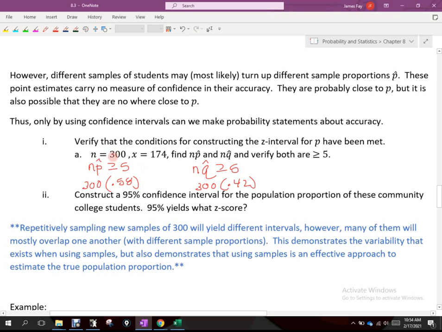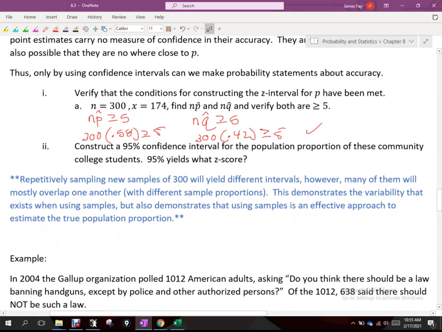And you obviously see that, 300 times a half would be 150, right? So this is obviously greater than or equal to 5. 300 times 0.4, so 3 times 4, that's going to be like 120-ish, right? Does that make sense? Okay, so that's greater than or equal to 5. So we do meet the condition that the distribution is going to be approximately normal.